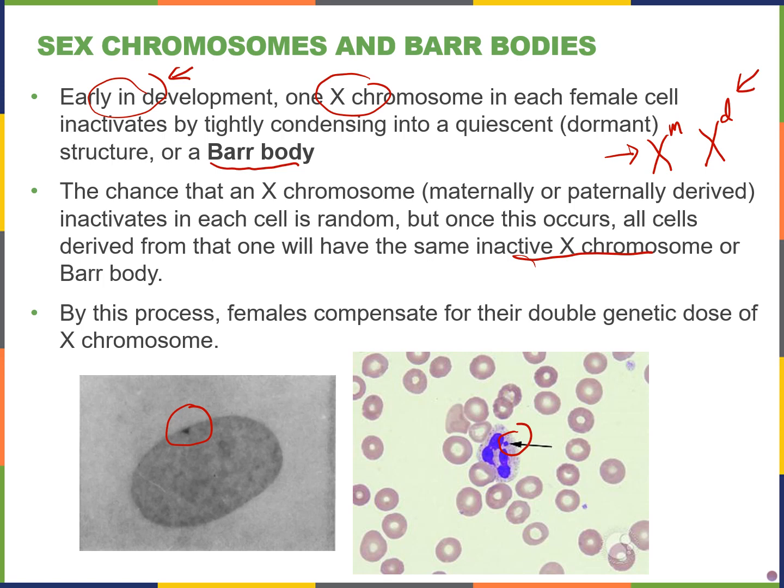The reason females inactivate one of the X chromosomes is to compensate for that double dose. You have two X chromosomes, but you only want one of the chromosomes to express the genes.